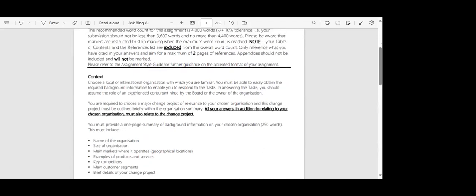Okay, so please refer to the assessment style guide for further guidance on formatting your assignment. You can ask the management, or it's in the portal. Now, what is the context? Choose a local or international organization with which you are familiar. You must be able to easily obtain the required background information to respond to your task. In your task, you should assume the role of an experienced consultant hired by the board of one of the organizations. So if you are writing about that organization, you should write from a business owner or consultant perspective.